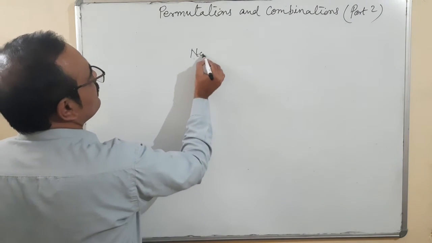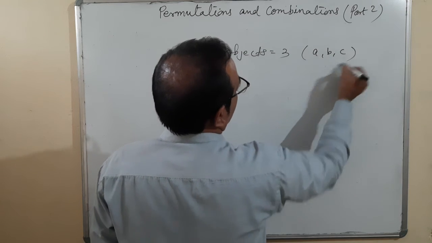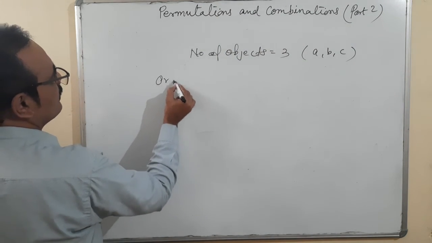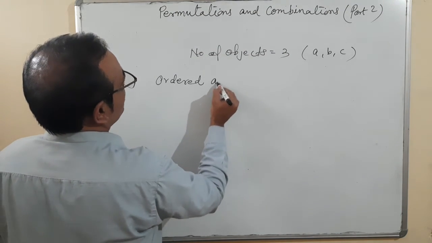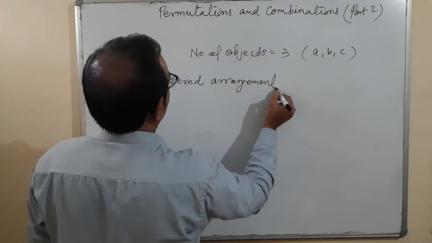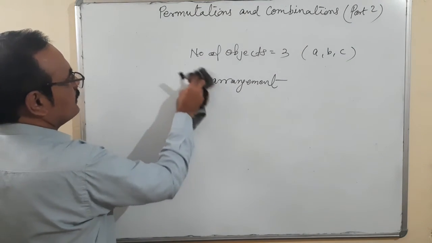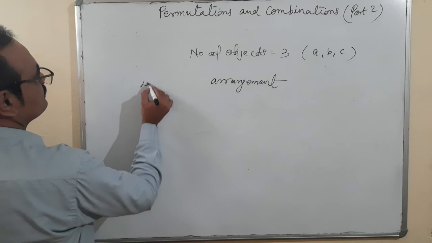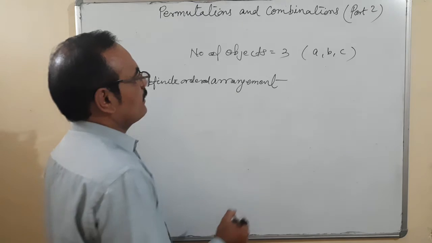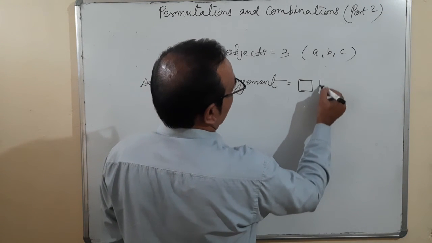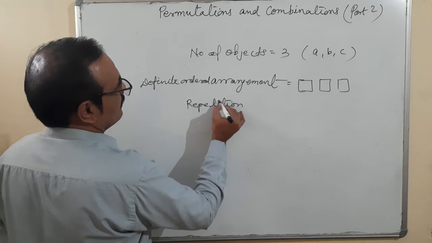Let us take one thing. Suppose the number of objects is equal to 3, let A, B, C. Definite ordered arrangement is equal to, and the condition is what? Repetition is allowed.